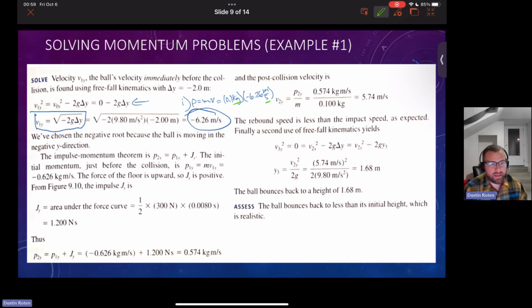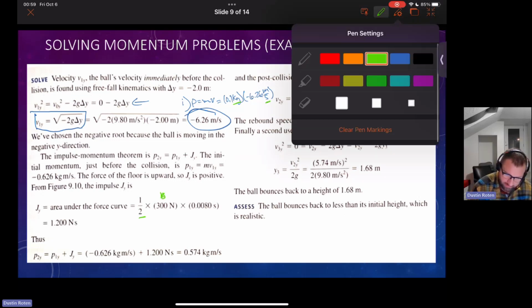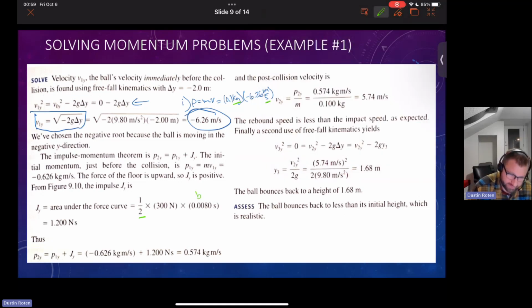We just need to calculate that impulse. And luckily for us, it's a triangle. So it's just going to be 1/2 the base times the height. Oops, I'm labeling these wrong. Let me try that again. 1/2 the base, because the base is time, times the height. Okay, and that's going to give us 1.2 Newton seconds. I know that the impulse here seems kind of weird, but that's fine. Newton seconds is totally fine.